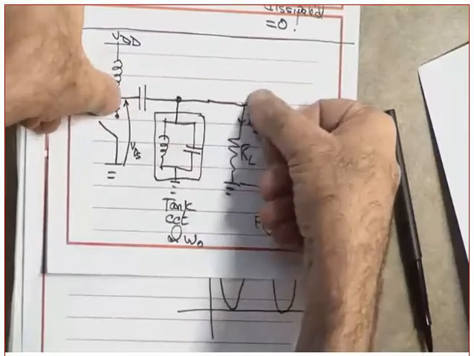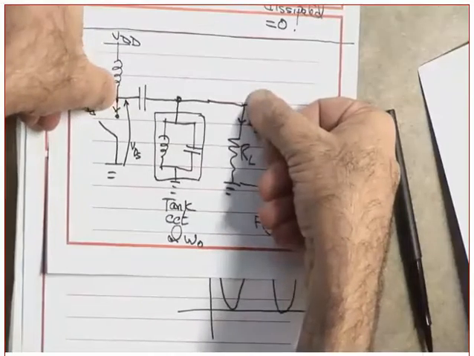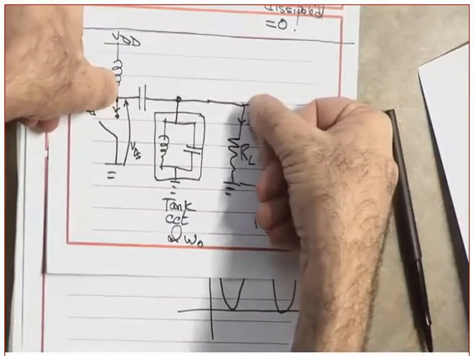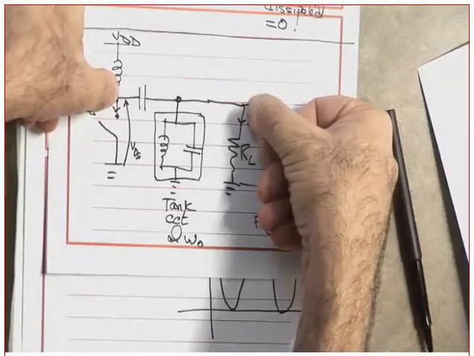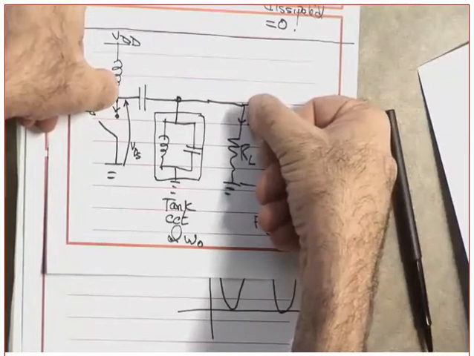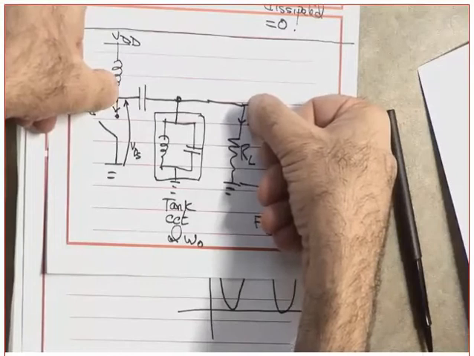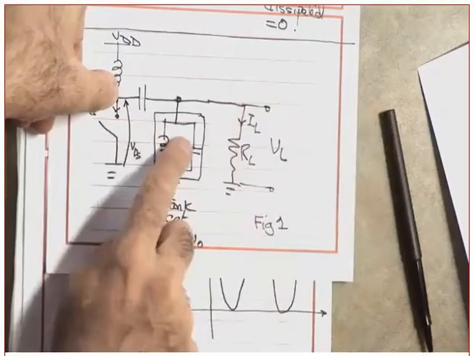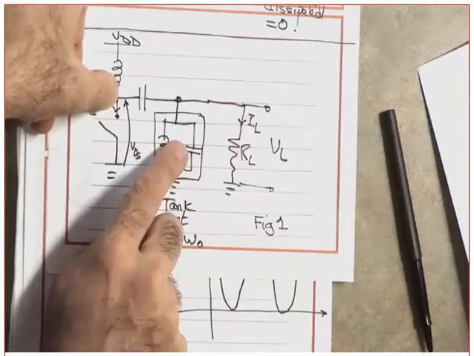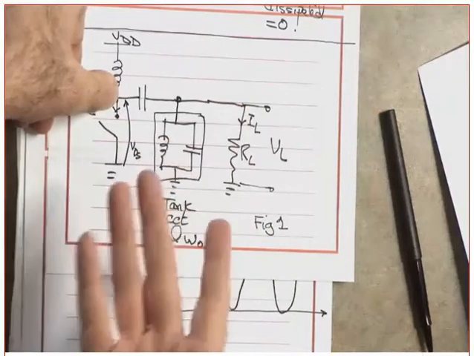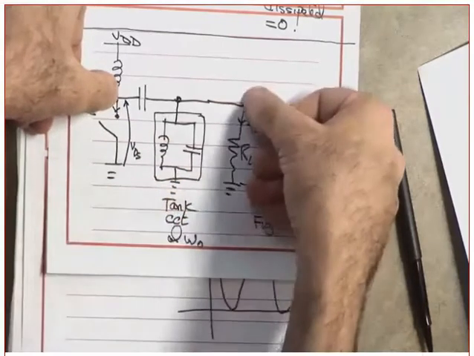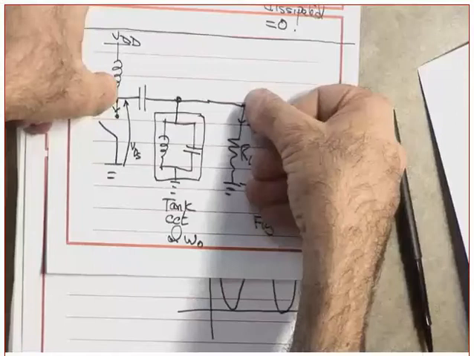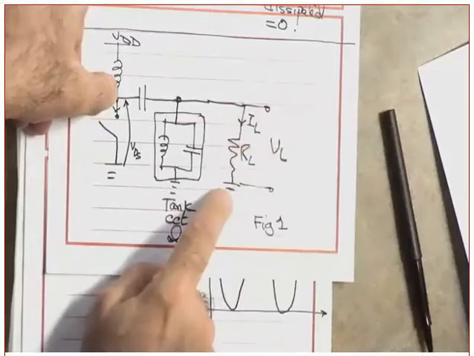What is the voltage at this and the voltage at this? Are they the same? The voltage in here and the voltage in here, are they the same? At the fundamental, not the harmonics. Are they the same? Why? Because this one is behaving as an open circuit at the fundamental. Yes? So this voltage and this voltage are the same.